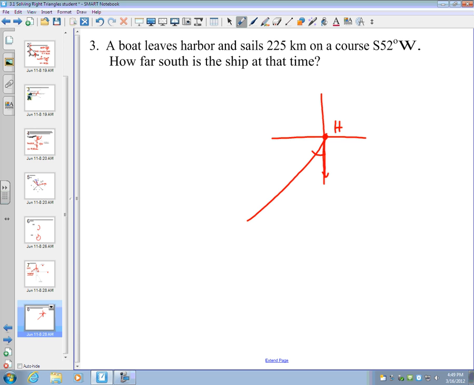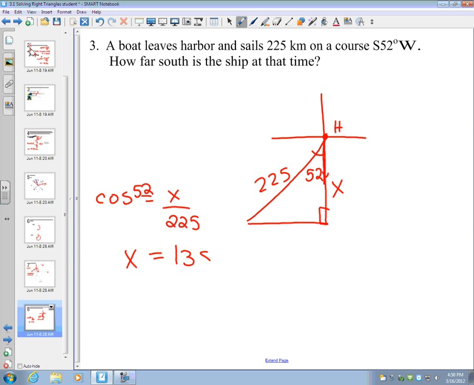So it's really forming this. And it says it travels 225. And what we want to know is how far south is it. So we're going to make a nice little right triangle here. And what I'm really trying to find is right there. So this is 52 degrees. So I have an angle. I know the adjacent and the hypotenuse. So I'm going to use cos of 52 is equal to x over 225, and I'm going to solve for that by cross multiplying, and I'm going to get x is equal to 138.24. My units were kilometers.